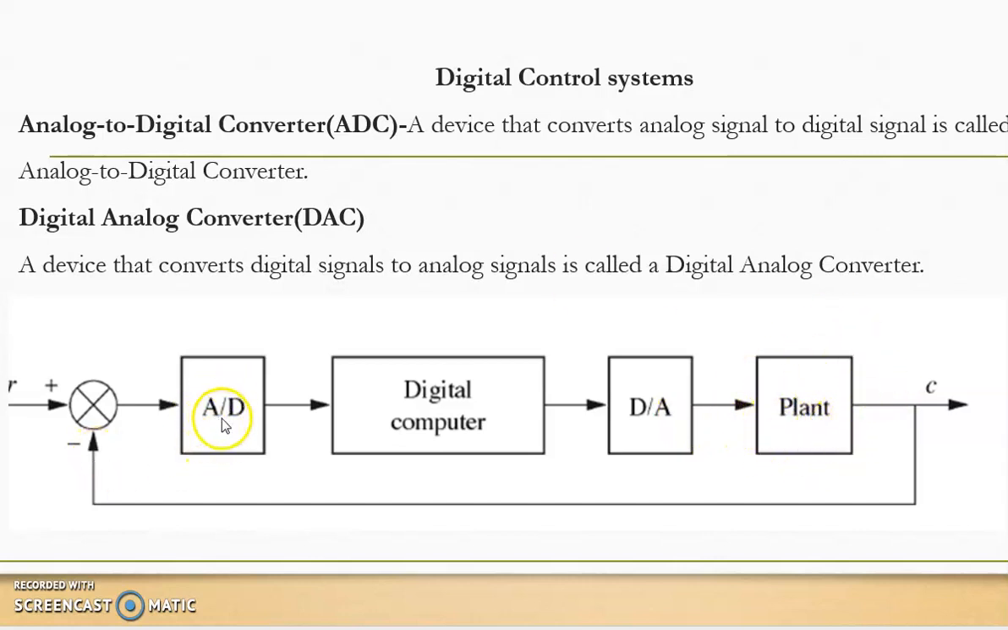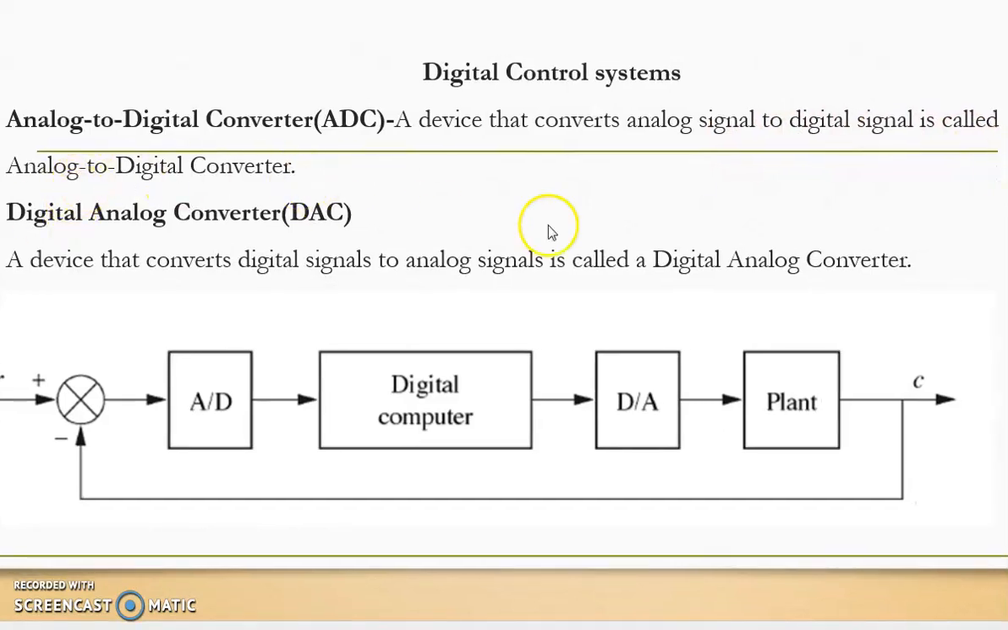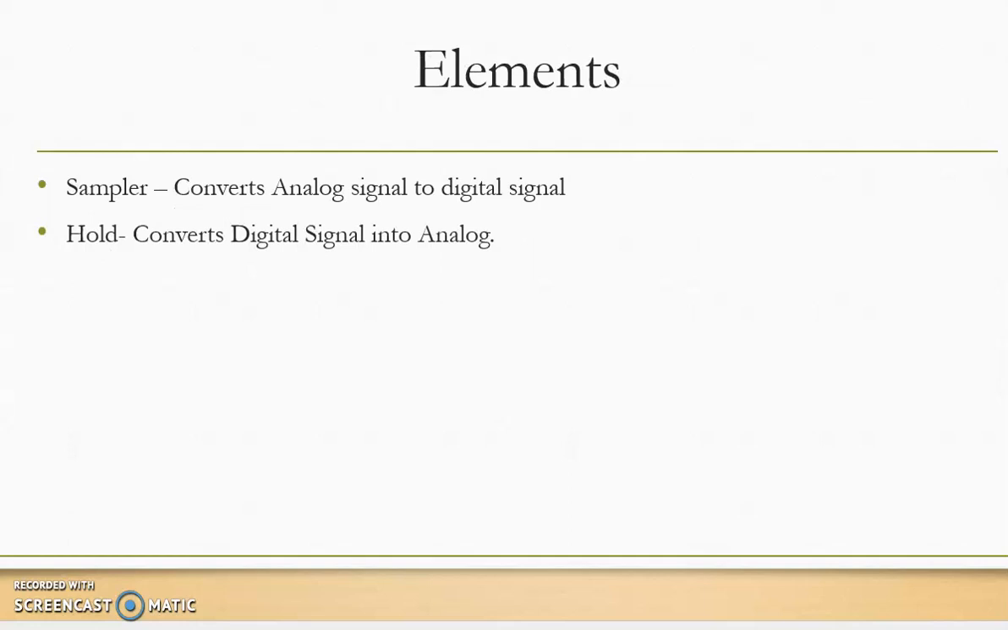So what does A/D mean? Basically A to D converter, or analog to digital converter, and what does D/A mean? Basically digital to analog converter. So a device that converts analog signals into digital signals is called an analog to digital converter, and the device which converts the digital signal to analog is called a D to A converter. Right? So it is very important to know the elements which convert the analog signal into digital and digital into analog.